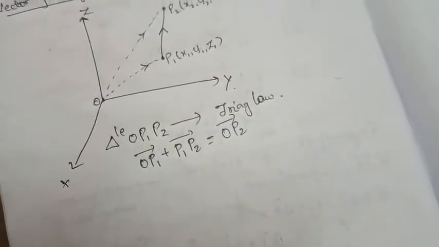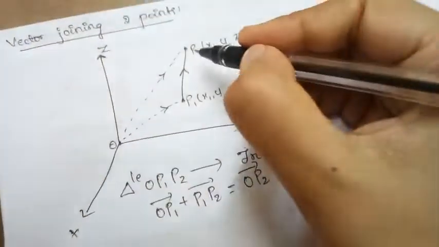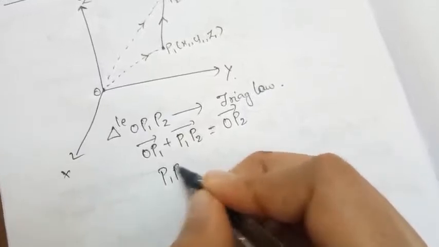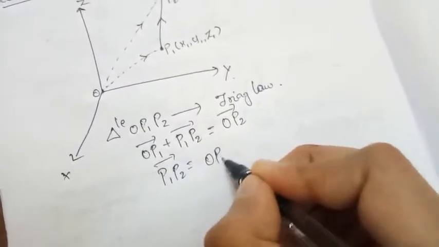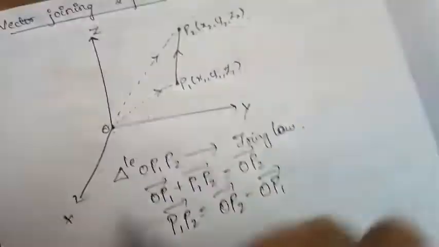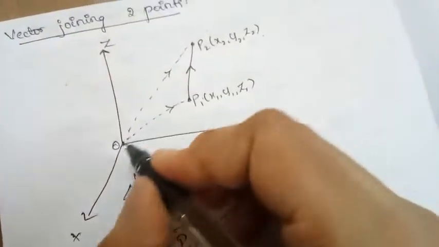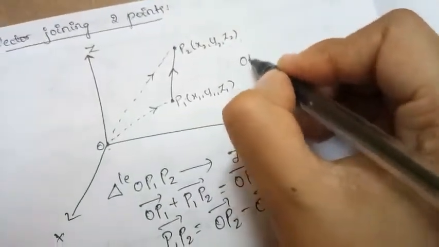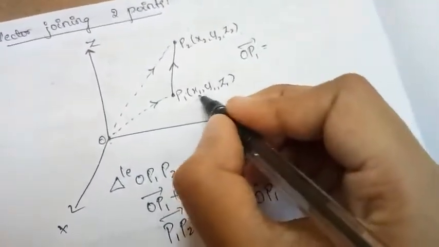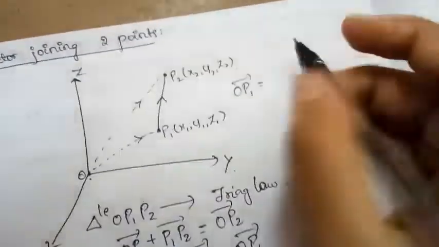Okay, vector OP2. This one is by applying the triangular law. But what we required is vector P1P2. So vector P1P2 is equal to vector OP2 minus vector OP1. So what is vector OP1 and OP2? OP1 is a position vector, OP2 is also a position vector. When x1, y1, z1 are the coordinates of the point P1, then what is the component form of OP1?